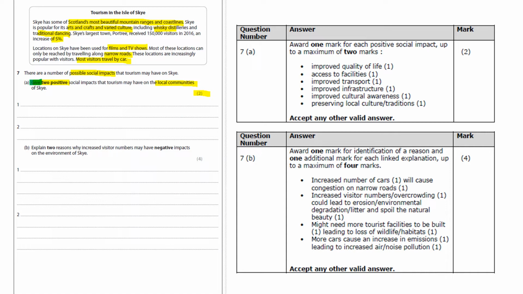Have a look at this list here. You don't have to explain any of those. But if you say it's going to improve the quality of life for locals, great. If it's going to improve the facilities available, great. If it's going to improve the transport, brilliant. Infrastructure again could be transport, but it could also be things like internet connection. If it means improved cultural awareness, great. If it's about preserving local culture and traditions, maybe there'll be museums, that's going to get you a mark. Any 2 of those will get you the mark. If you've got other sensible answers, that can be worth a mark too.